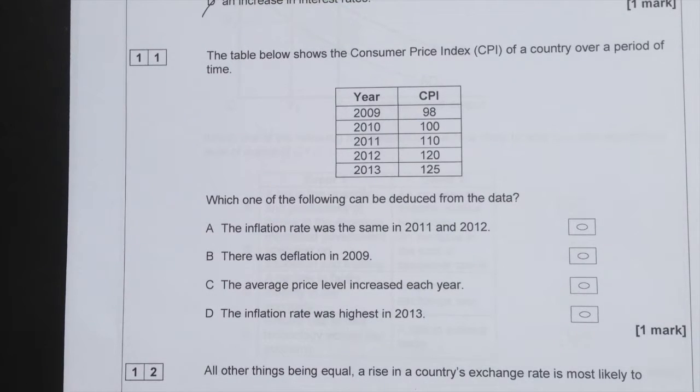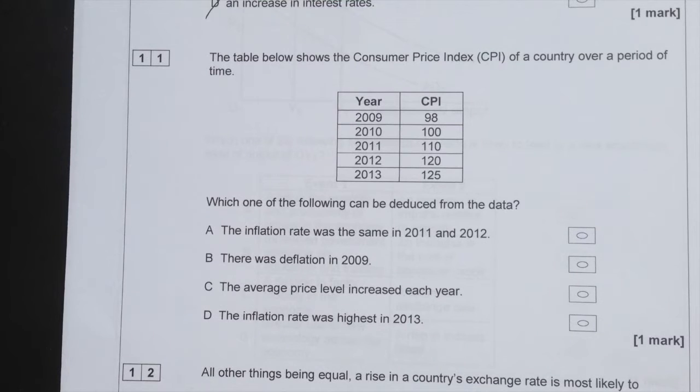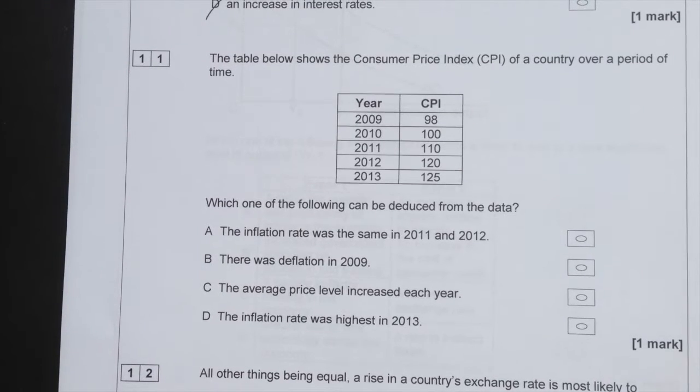Now we're going to move on to question 11 to 15. Question 11 states that the table below shows the consumer price index of a country over a period of time. Which one of the following can be deduced from the data?